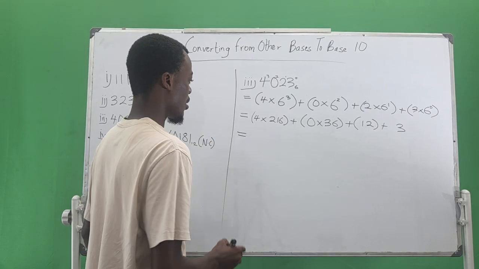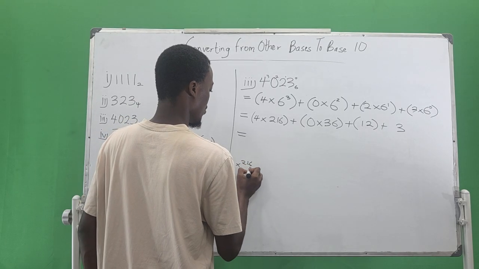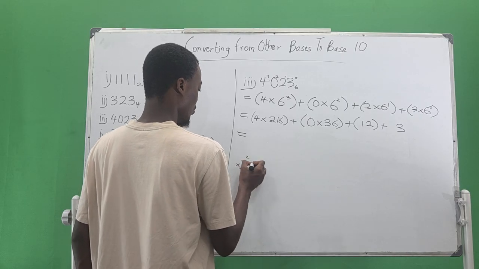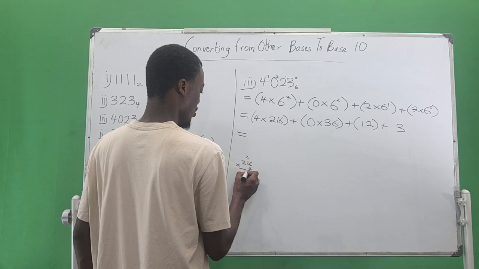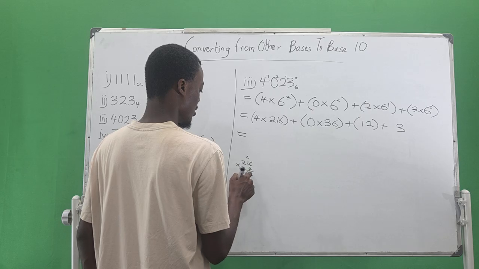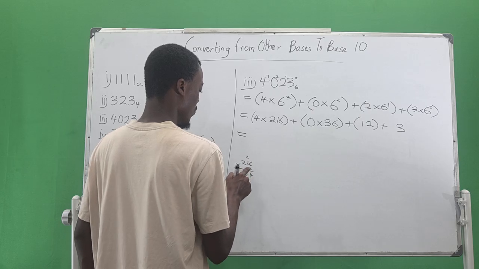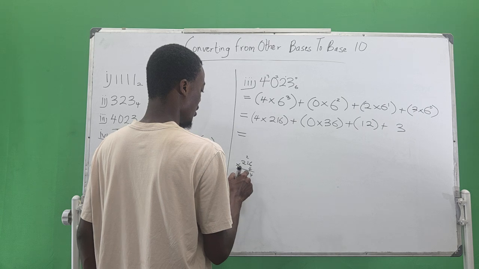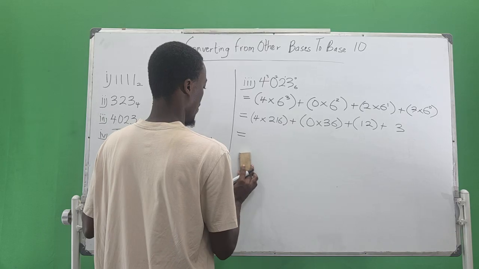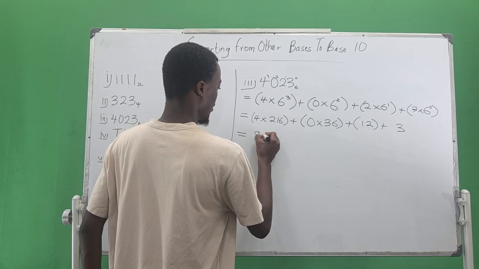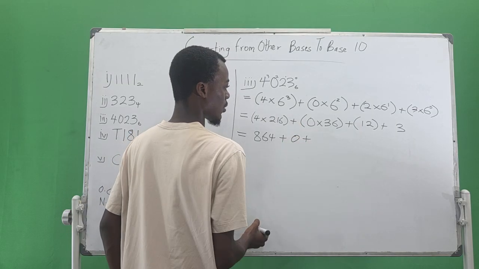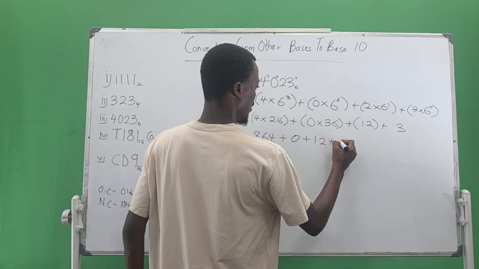To the next function again. 216 times 4. So 4 times 6 is 24, 2, 4, 1, 4 plus 2, 8, 6. No, 4 times 6 is 24. 2, 4, 1, 4 plus 2, 8, 6. 4, 2, 8. So now we have what? 864 plus 0 times 36 is what? 0 plus what? 12 plus 3.